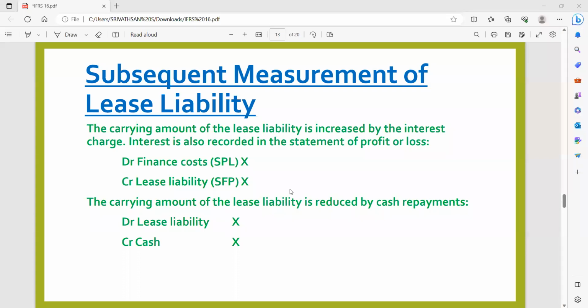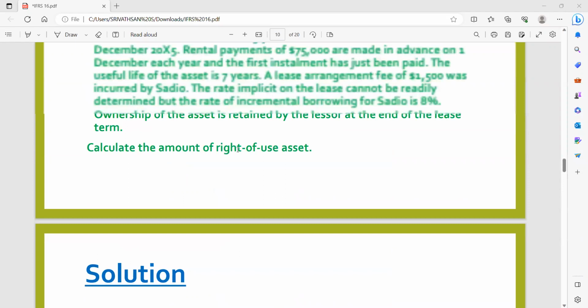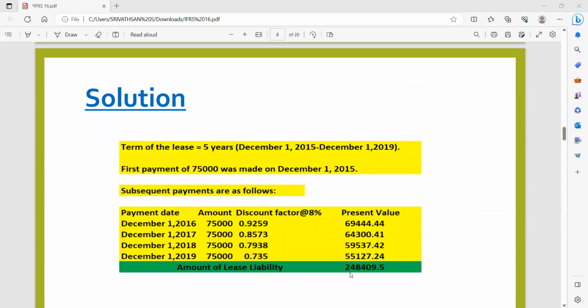Hello all, in this video we are going to discuss subsequent measurement of lease liability. So initially we have calculated the amount of lease liability over here. We have calculated the amount of lease liability as 248,409.5, and this calculation is made on 1st December 2015 when we entered into the lease contract. So this is the initial measurement of the lease liability.